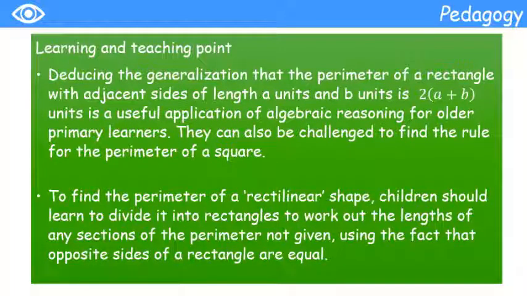You can also find the perimeter of a rectilinear shape through learning to divide it into rectangles, smaller units, and to work out the lengths of any sections of perimeter that are not given. This develops their reasoning skills and could be done in a collaborative, cross-curricular way.